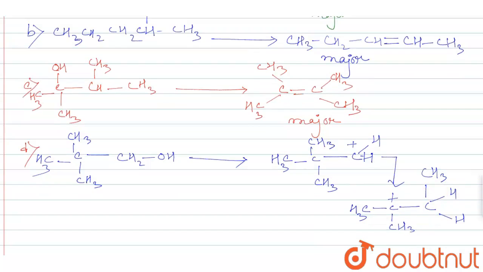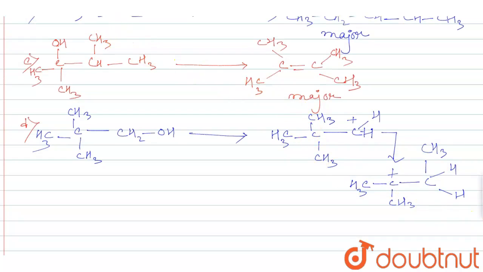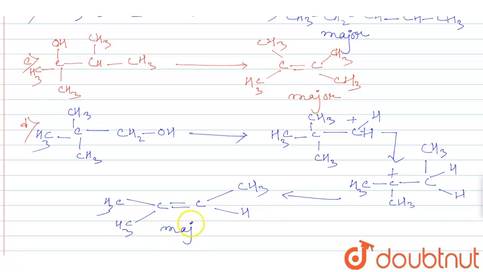CH3. Now elimination occurs. Here the major product will be CH3 double bond CH3H. This will be the major product because here this is more substituted alkene.